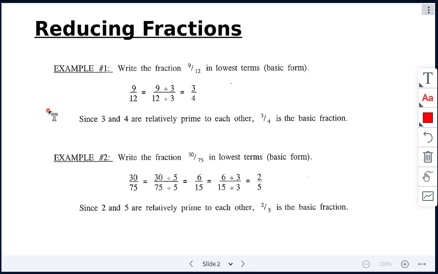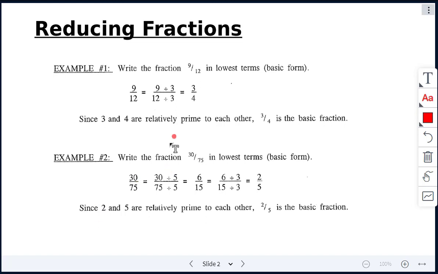So 9 over 12, we could still put this into its most lowest term or into its basic form. So both the numerator and the denominator can both be divided by 3. The numerator and denominator here are just being shown. They're both being divided by 3. We end up with 3 over 4. Now, 3 over 4 cannot be reduced any further. So 3 over 4 is the lowest term or the basic fraction.